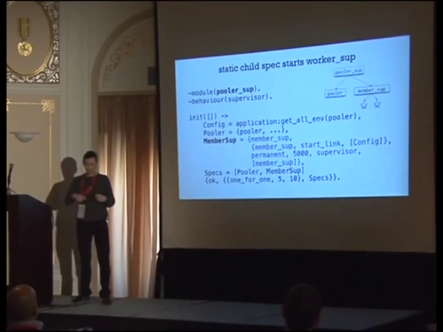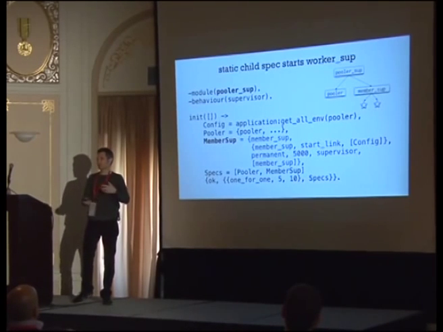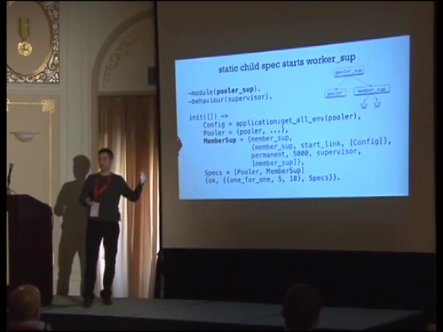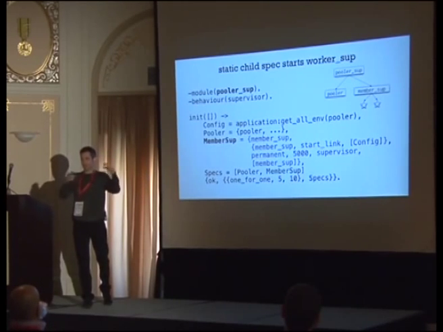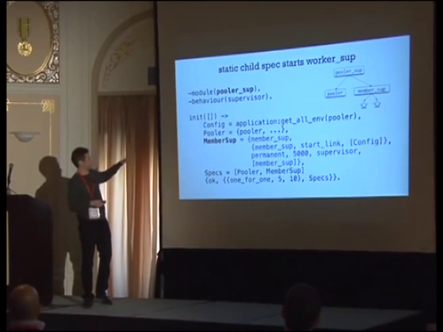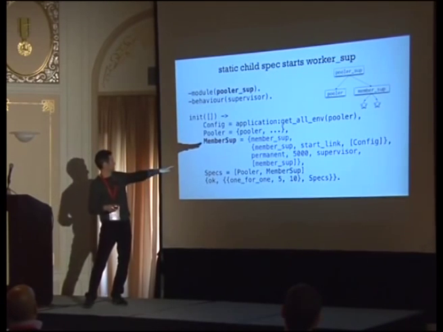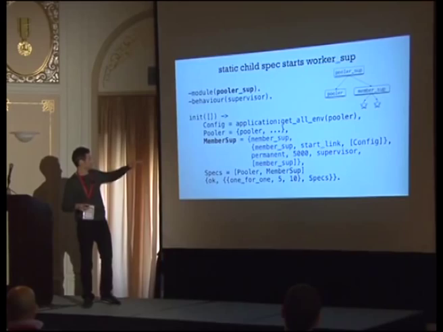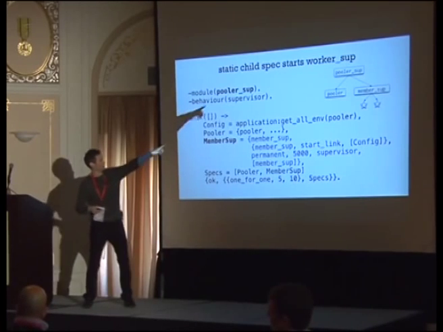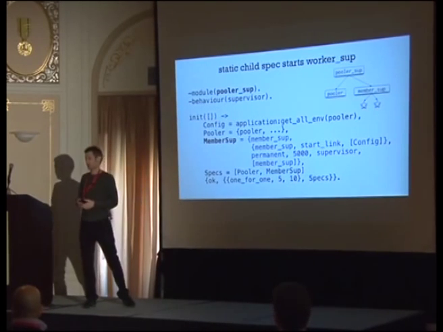And then the last thing of making that transformation happen is wiring the member soup into the supervision tree of this pooler application. And so that's what you're seeing here, static child spec. Here's the member soup spec, and that just gets wired in, and so then that's where you get that arrow at the top.